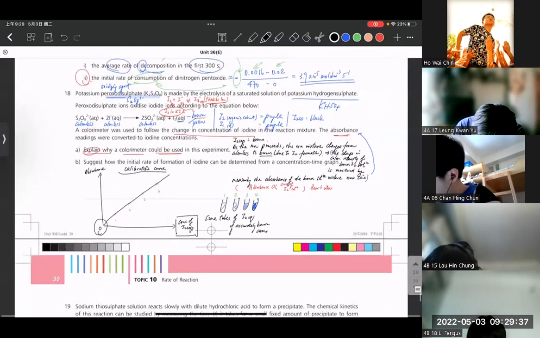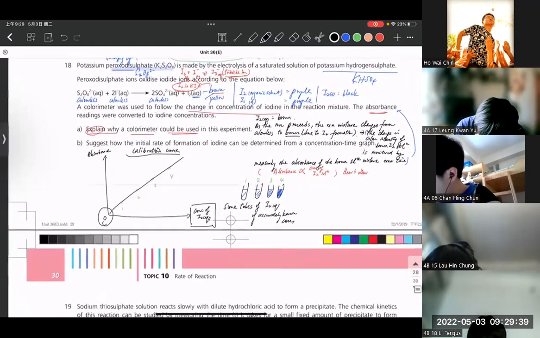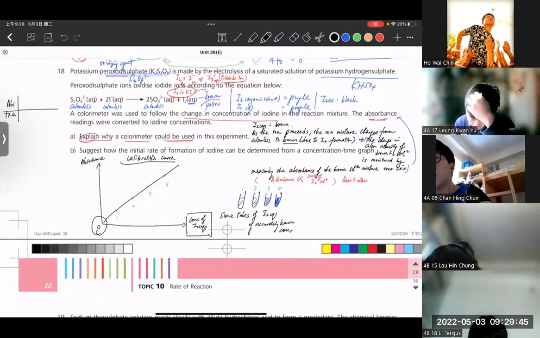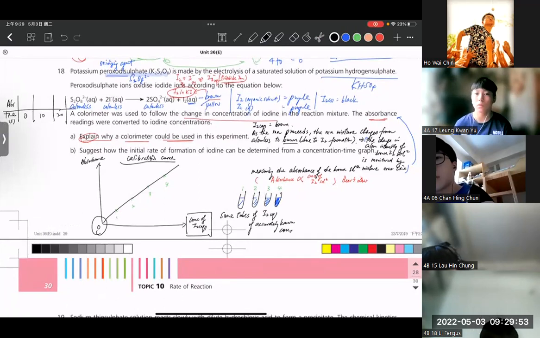Now, go back to the design of the experiment. You are going to measure the absorbance at different times, okay? Which means that, for example, we've got 0, 10, 20, 30 seconds, right? The absorbance will be something like 1.0, 0.9, 0.8, etc.